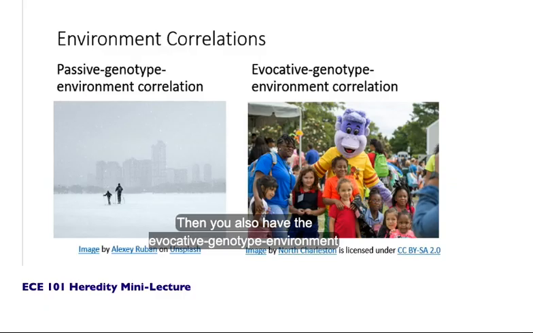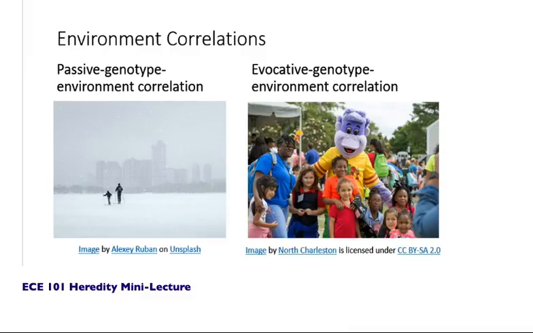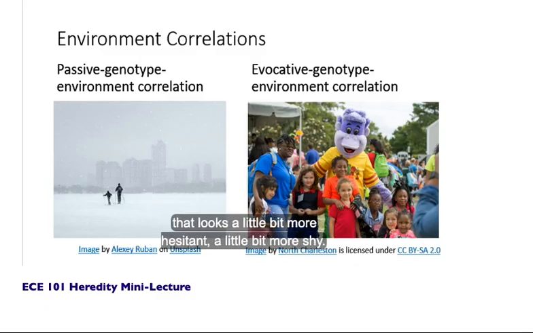Then you also have the evocative genotype environment correlation, and that refers to the fact that the social environment is going to change based on the characteristics, the inherited characteristics of the individuals in it. So I chose this picture of the children kind of in a social setting, and you can see that some of them are interacting with the mascot and kind of are embracing that situation and would change that dynamic. And then you can see the little girl off to the left there that looks a little bit more hesitant, a little bit more shy.